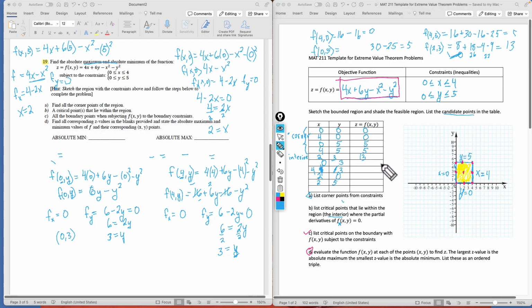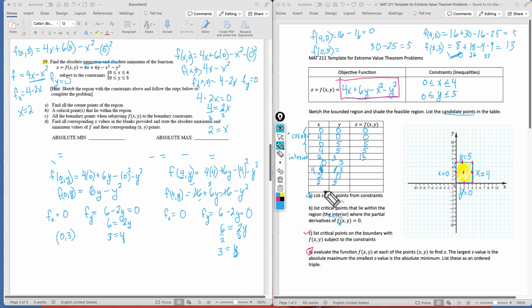Let's check it out with a calculator just to be sure. So you get 8 plus 18 minus 4 minus 9. 13, yeah. Okay, I thought that's what we were at. Okay.